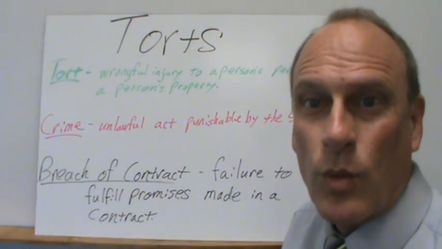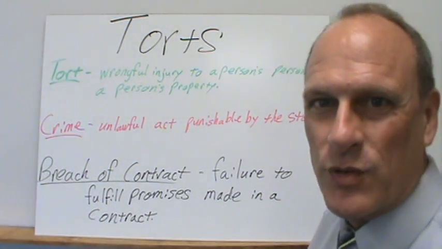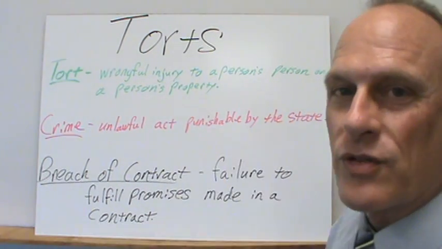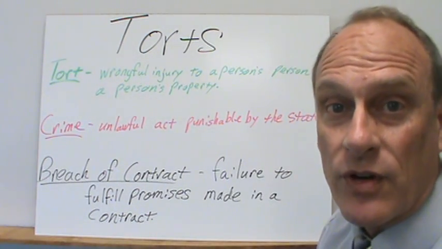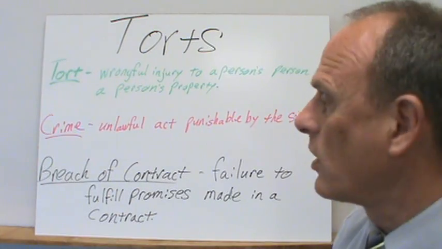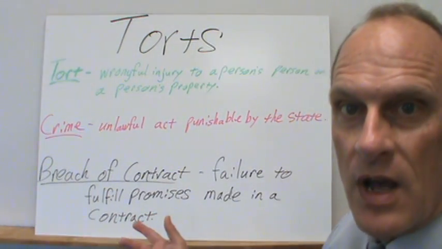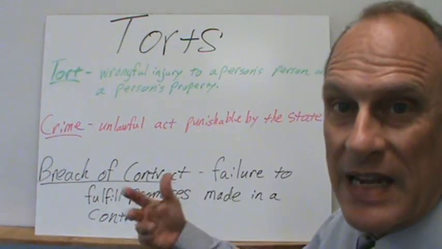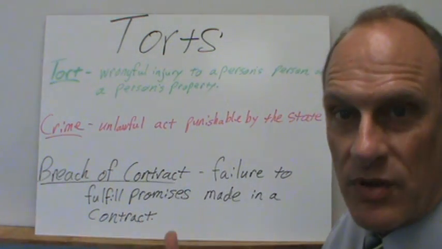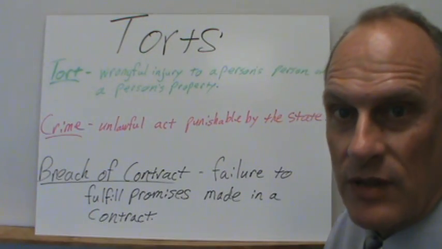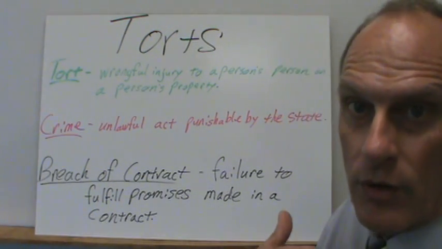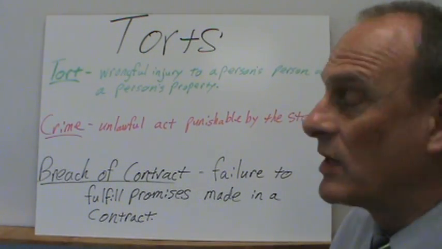Torts. So what is a tort? A tort is a wrongful injury to a person's person or a person's property. Well, how does that differ from a crime or even a breach of contract? All of these are wrongs by one person against another, but there are different types of wrongs. So we need to understand what these are and how they're similar and more particularly how they're different.